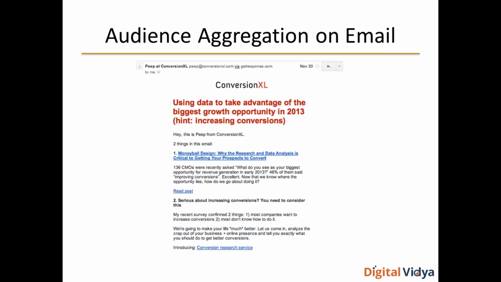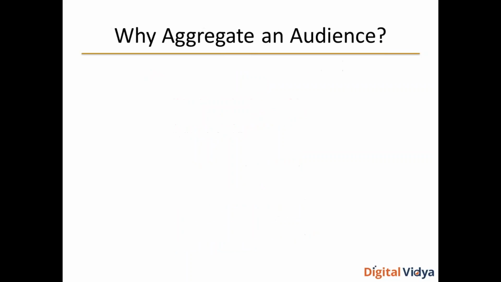Audience aggregation on email, right? What is this? This is an email from this company called Conversion Excel, using data to take advantage of the biggest growth opportunity in 2013. You see over here, I have two things in the email, right? First thing is, it says about some 136 CMOs were asked all the stuff. And second thing is asking about serious about increasing conversions.